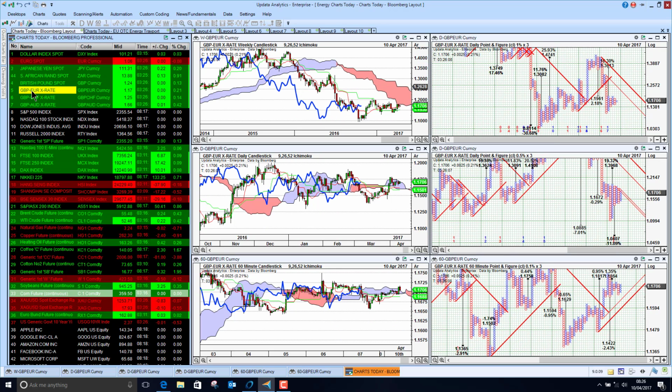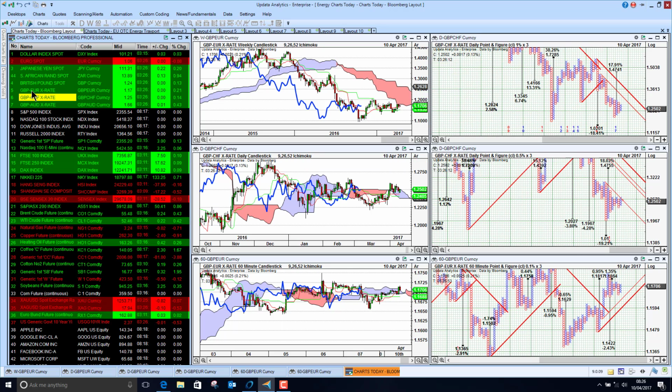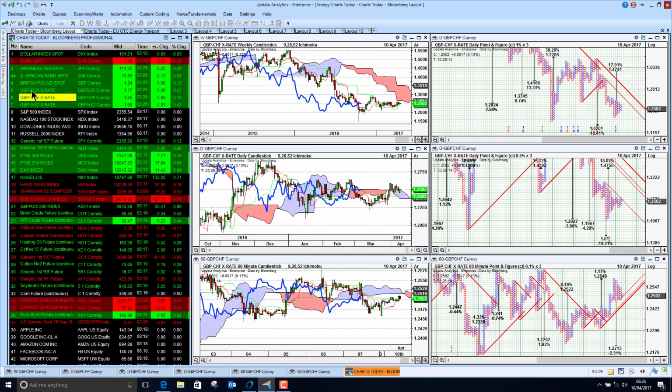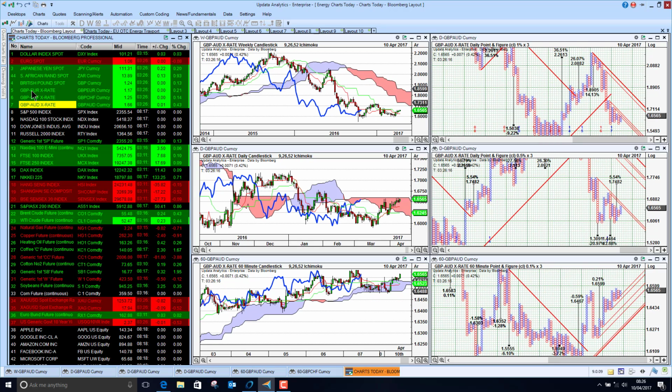Looking at the euro sterling rate, fairly flat. They're both falling against the dollar, and the sterling Swiss franc chart, much the same thing. And looking at the Australian dollar, sterling just holding its strength there in the mid 160s.